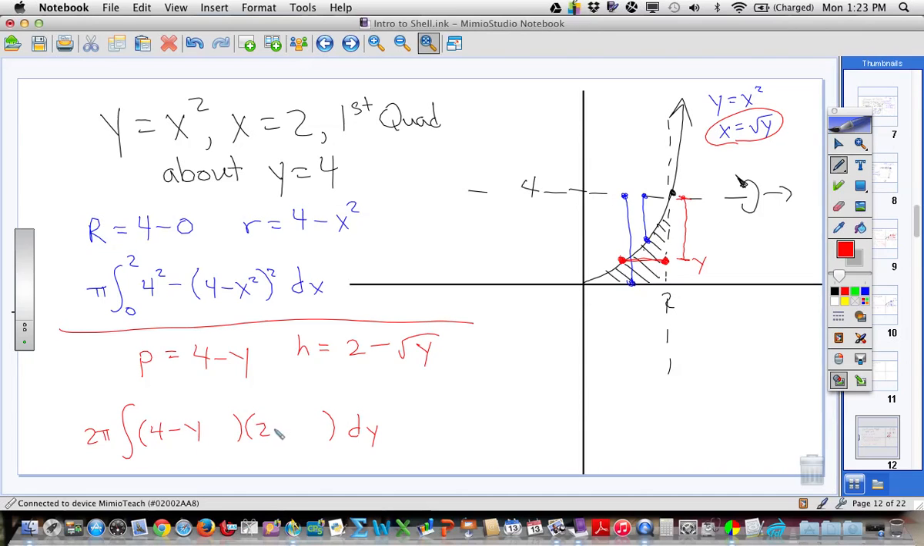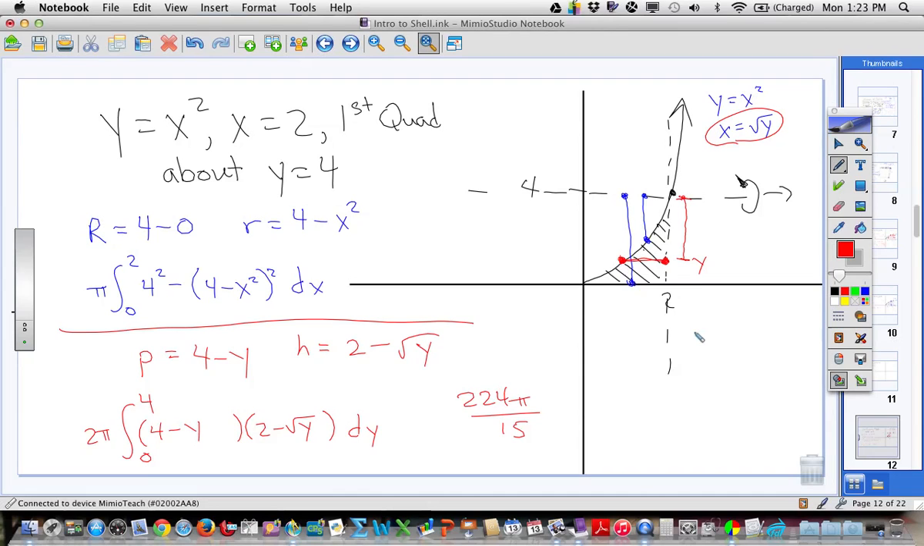We put in 2 minus root y. Doesn't matter what order. And the strips go from 0 to 4. The strips fill the space from 0 to 4. Put that in, you get 224 pi over, what was it, 15? Okay? Yeah, no. But it does seem to come up a fair amount.